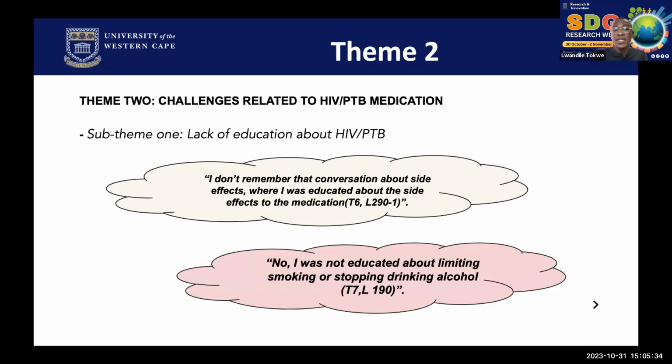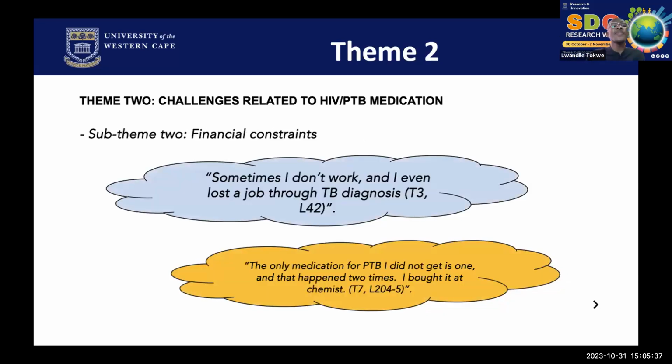And then the second sub-theme under this theme was the financial constraints that these newly diagnosed patients experience of living with HIV and pulmonary TB co-infection. And it became evident in the study that the diagnosis of HIV and pulmonary TB co-infection came with financial constraints for these newly diagnosed patients. And some of these participants shared that when they were diagnosed with the co-infection, it became difficult for them to continue working. They suffered in terms of employment as they had to stop working because they could not function properly because of HIV and pulmonary TB co-infection.